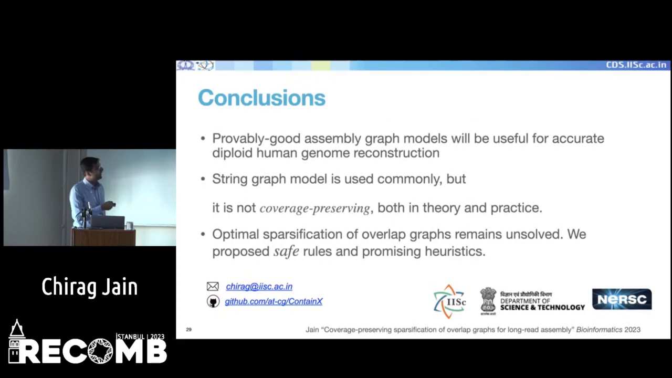Finally, I also say that the optimal sparsification of overlap graphs remains unsolved. In this work, we proposed safe rules and two promising heuristics to address this problem.